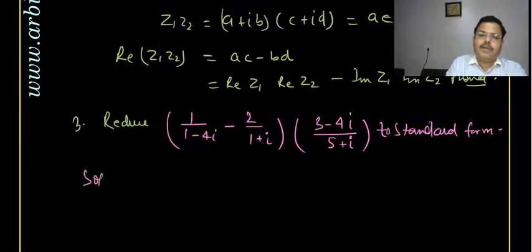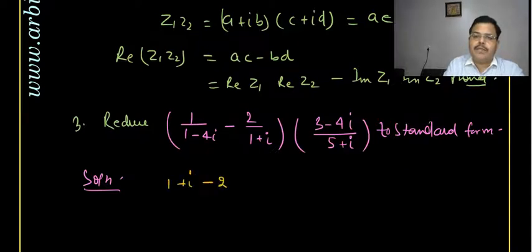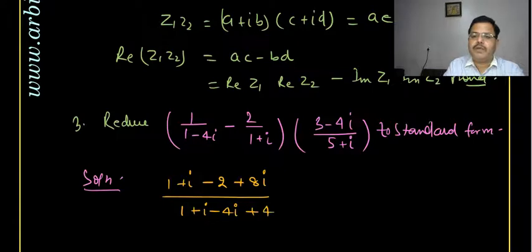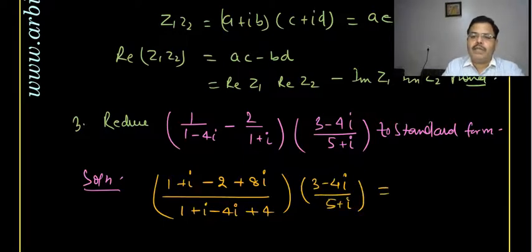Now the solution part will be: I can take (1 + i)(2 + 8i)... whole divided by... 1 multiplied by 1 is 1, plus i, minus 4i... minus 4i multiplied by i is minus 4i squared, and i squared is minus 1, so it will be plus 4, into 3 minus 4i upon 5 plus i. So that will be nothing else.